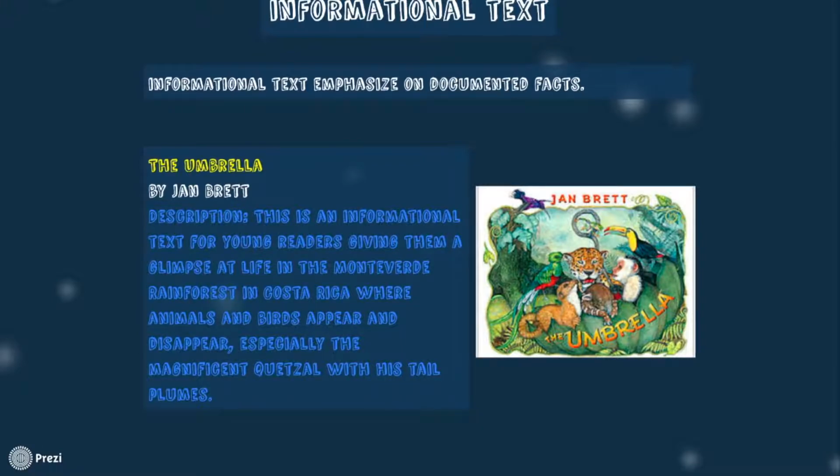capture the purpose, like graphic elements. Maybe they have diagrams or photographs that are labeled. You'll have text features like comparing and contrasting objects or cause and effect, and they also have headings and an index. This particular book is The Umbrella. It's an informational text that gives young readers a glimpse into the life of the rainforest in Costa Rica, and it's describing the different animals.